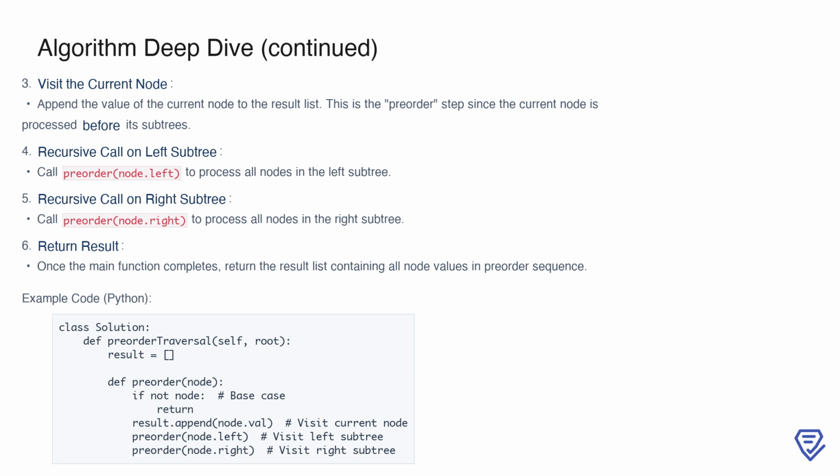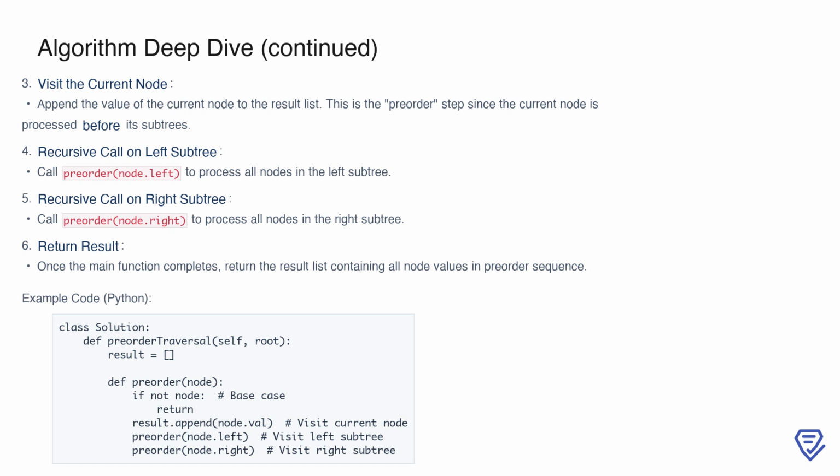After processing the current node, we move to the left subtree by making a recursive call to preorder node.left. This ensures that all nodes in the left subtree are processed before moving on to the right subtree. Finally, we handle the right subtree by calling preorder node.right. Once both subtrees are processed, the traversal is complete for the current branch of the tree, and the function continues to unwind until the initial call is resolved. At the end, the result list, which now contains all node values in preorder sequence, is returned.